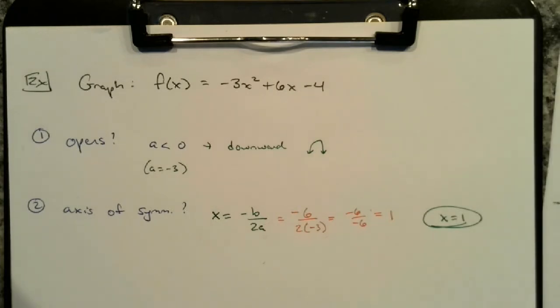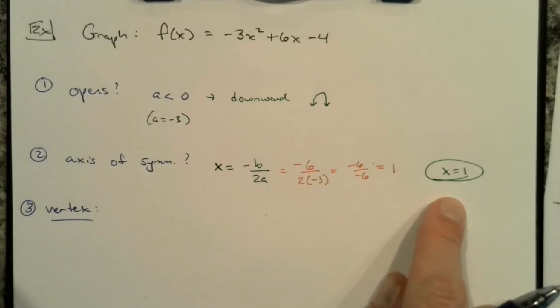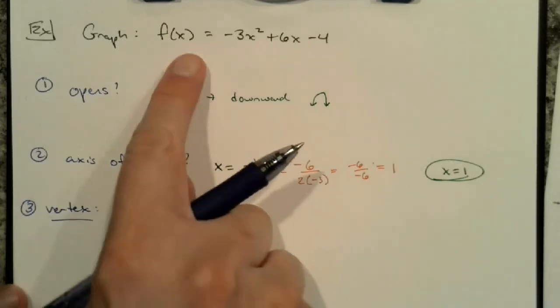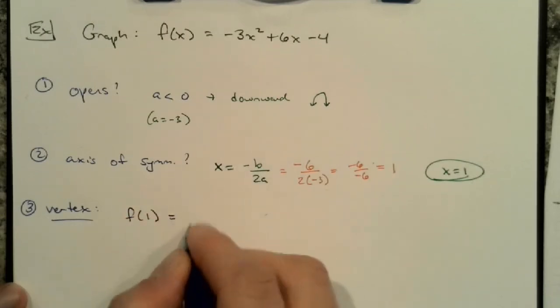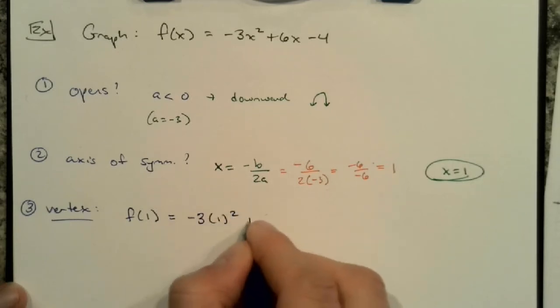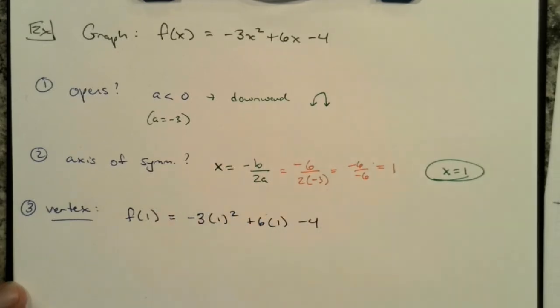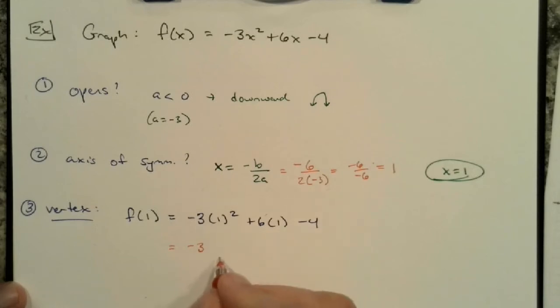All right, the third thing we're going to look at here is the vertex. Remember, to find the vertex, what you're going to do is substitute your x value from your axis of symmetry into your function to get the corresponding y value. So we're looking for f of 1, which means we have negative 3 times 1 squared plus 6 times 1 minus 4, just substituting in. And that gives us negative 3 times 1 squared is just times 1, so it's just negative 3 plus 6 times 1 is just plus 6 minus 4.